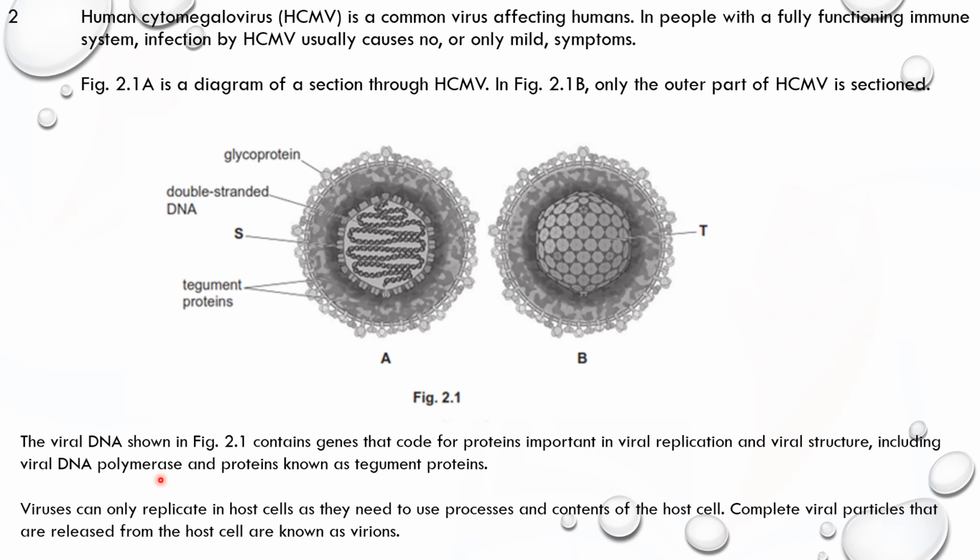Viruses can only replicate in host cells, as they need to use processes and content of the host cell. Complete viral particles that are released from the host cell are known as virions. This is why viruses are said to be obligate intracellular parasites. They hijack the host cell's metabolic machinery to replicate their DNA and make their own proteins.